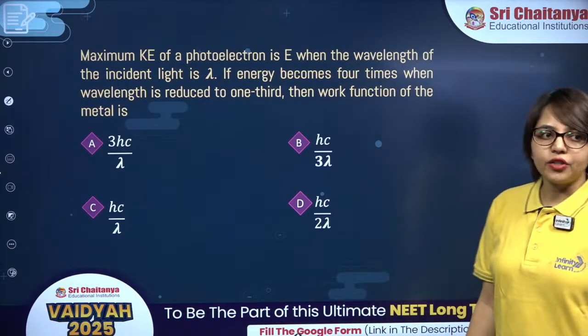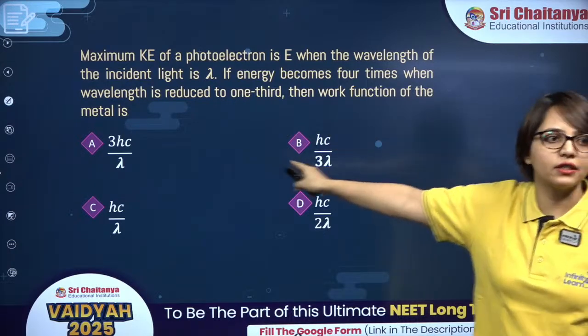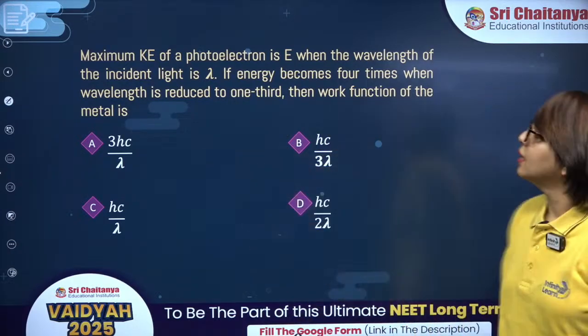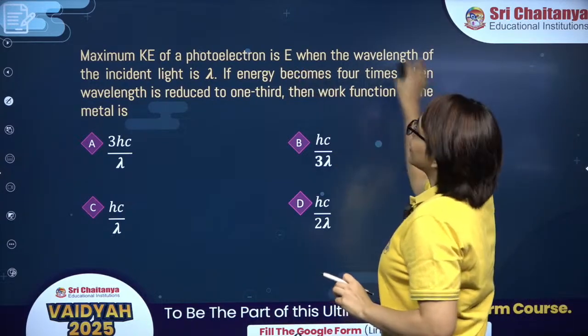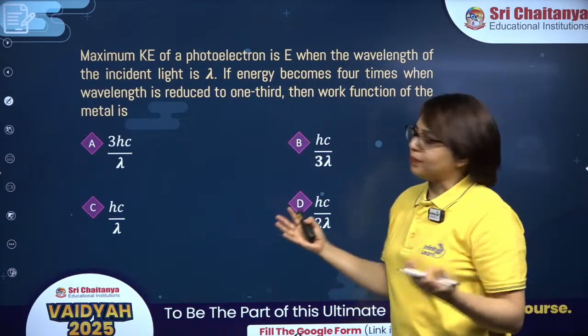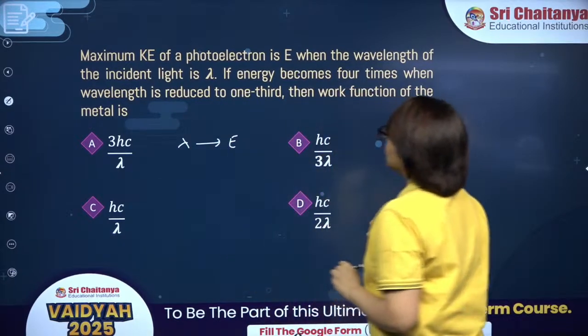Maximum kinetic energy. This is from the photoelectric effect, from modern physics. The maximum kinetic energy of a photoelectron is E when the wavelength of the incident light is lambda. So when wavelength is lambda, maximum kinetic energy is E.